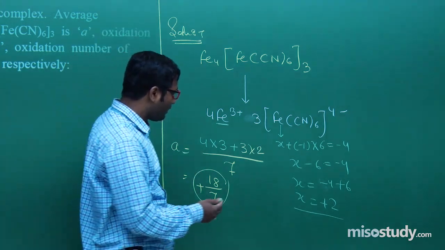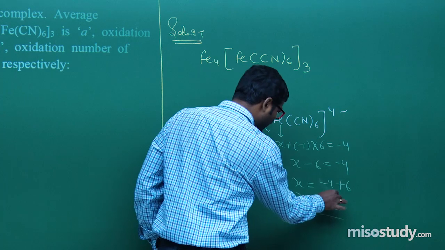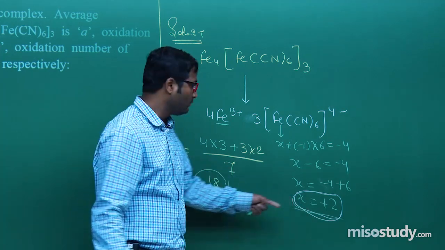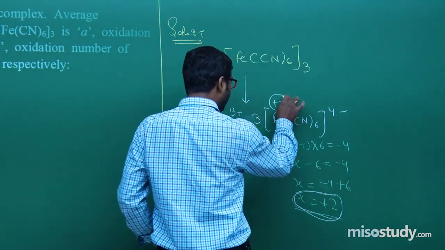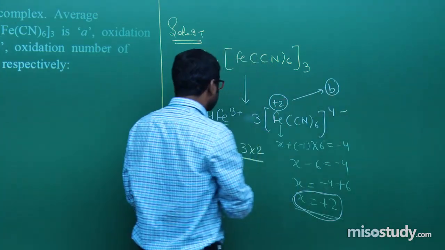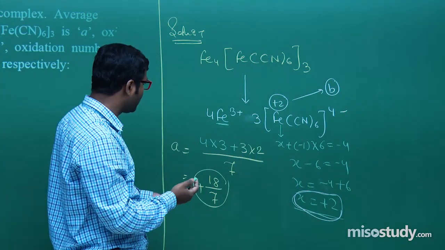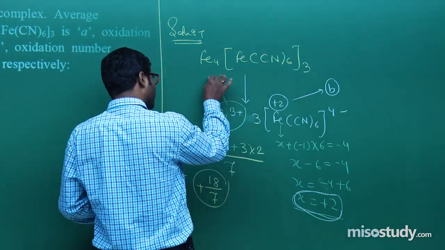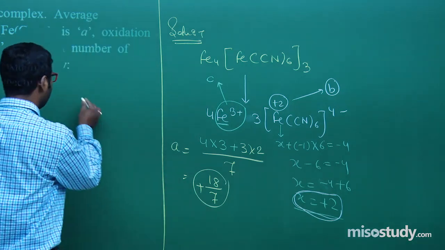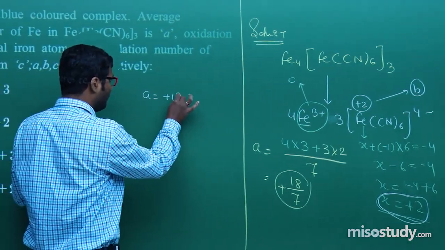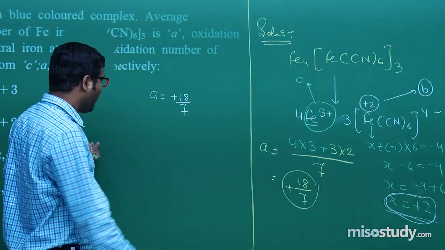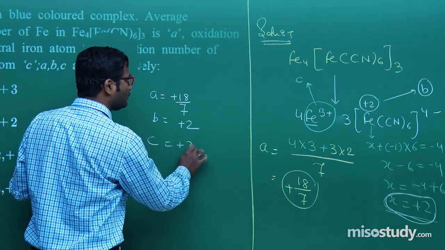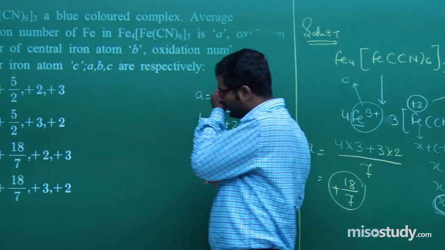Now what is the oxidation state of the central iron atom? The oxidation state of the central iron atom is +2, this is the value of B. Now what is the oxidation state of the counter ion? This one is the counter Fe and here is the +3 oxidation state, this is the value of C. Now we can say that A is equal to +18 upon 7, B is equal to +2 and C is equal to +3. This is the answer.